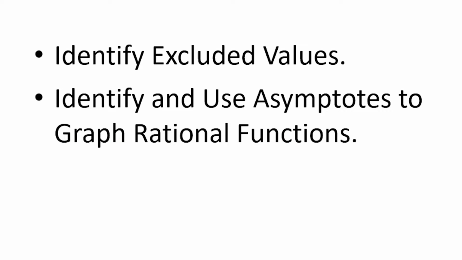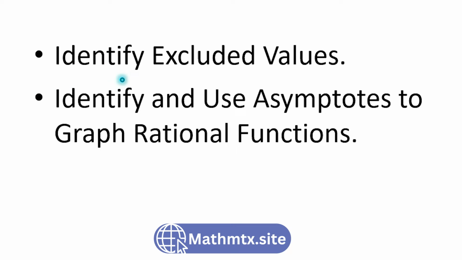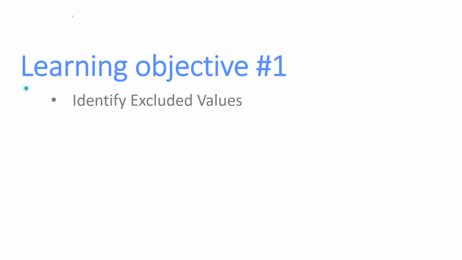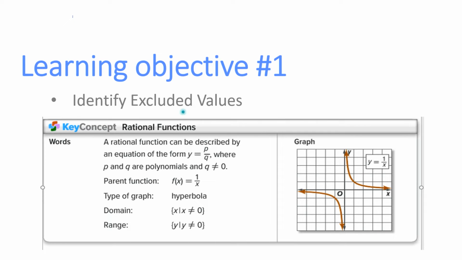Learning objectives: to identify excluded values and to identify and use asymptotes to graph rational functions. Here is our first learning objective: to identify excluded values. Let's take a look at what we need to do in order to find the excluded values of rational functions.